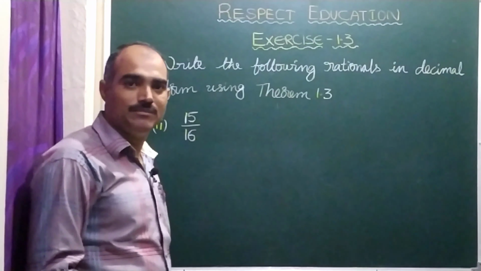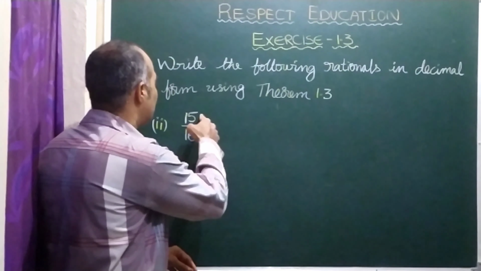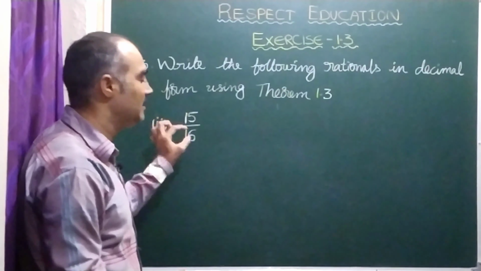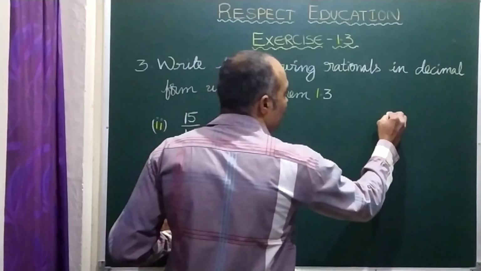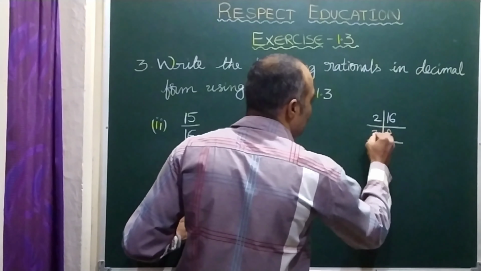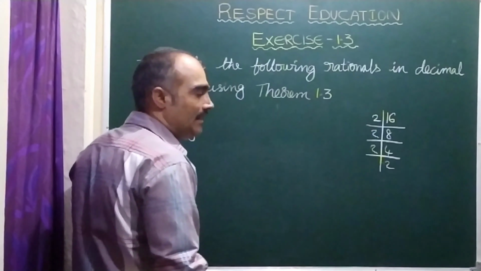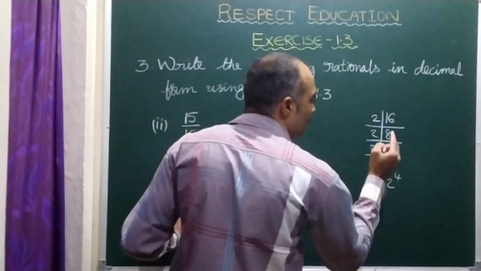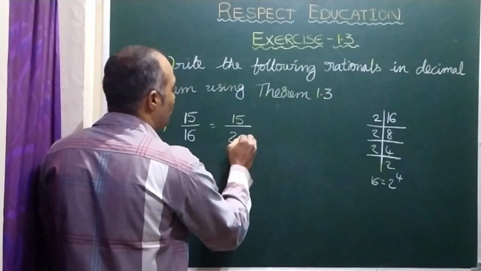Now let us do the next bit, that is the second bit, 15 by 16. First, before going forward, we need to check whether any cancellation is there or not. Here clearly there is no cancellation. So we take 16 and write the prime factorization: 2 8s are 16, 2 4s are 8, 2 2s are 4. So 16 can be written as 2 power 4, 1, 2, 3, 4. So here we write 15 by 2 power 4.